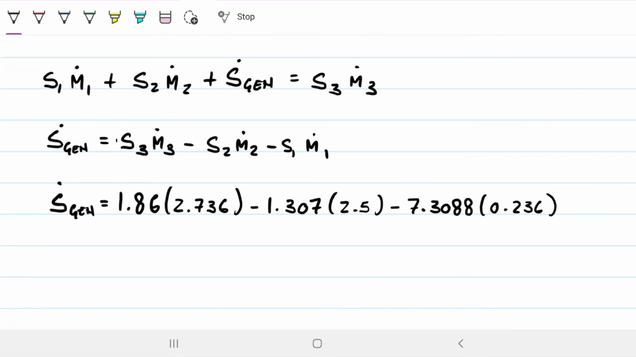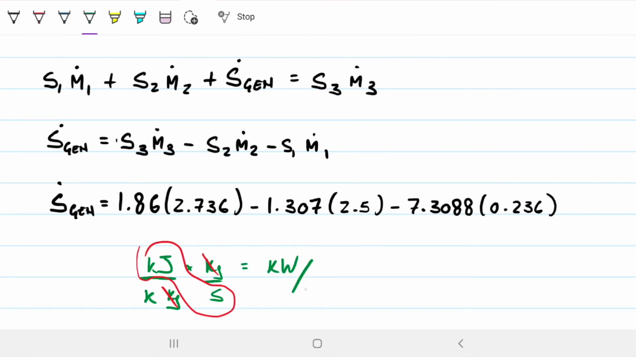Great. In terms of the unit, let's just check that quickly. We're multiplying entropy, so this is kilojoules per Kelvin per kilogram. That's what the table is giving us. And we're multiplying that by kilograms per second mass flow rate. So these guys obviously go away. And then we're left with kilojoules per second. That's kilowatts per Kelvin. So our unit is going to be kilowatts per Kelvin.